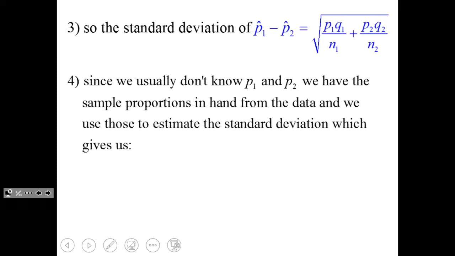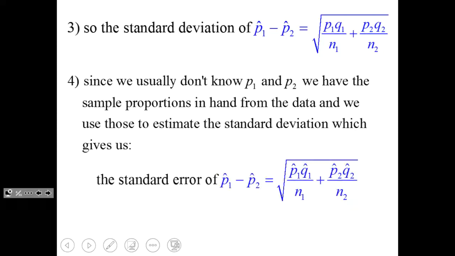Now, since we don't usually know p1 or p2, that's kind of the whole point of using the samples, we use the sample proportions from the data, and we use those to estimate. So our estimate for our standard deviation, that's really our standard error. And it hasn't changed. The standard error for p hat 1 minus p hat 2 is going to be the square root of p hat 1 times q hat 1, all divided by the sample size of the first one, plus p hat 2 times q hat 2 divided by the sample size for our second one.